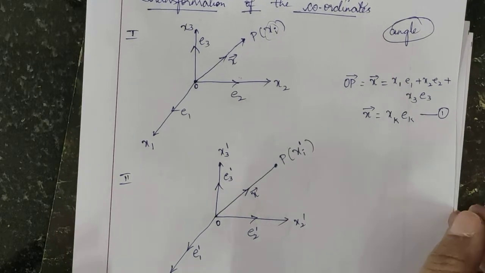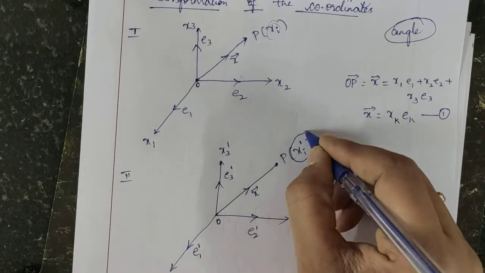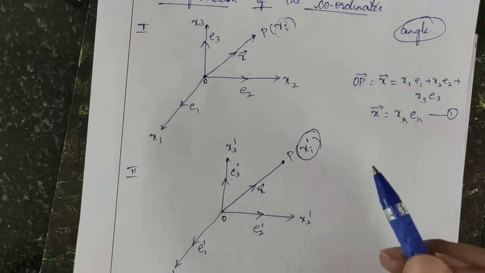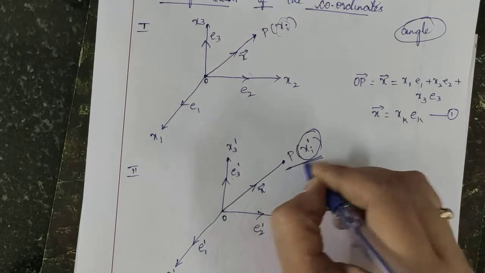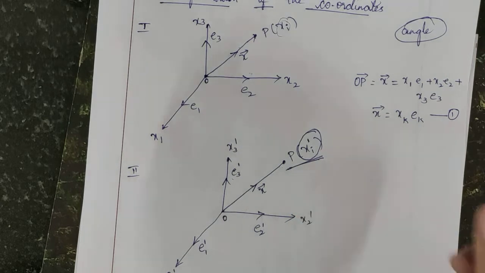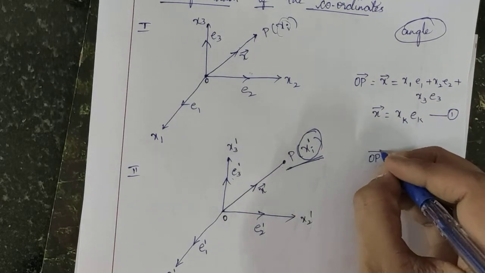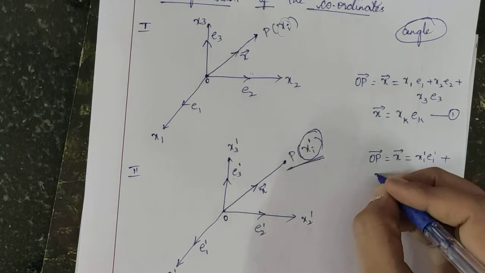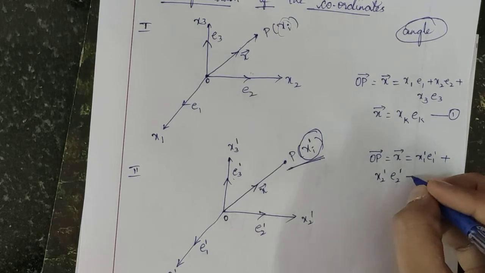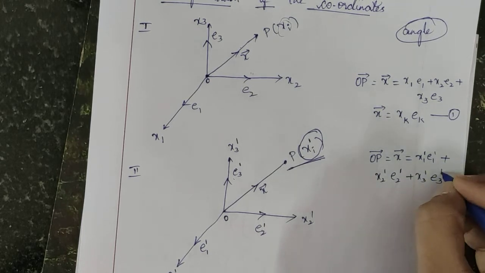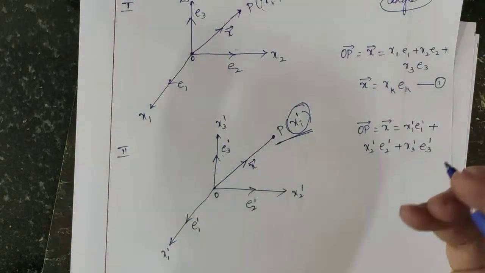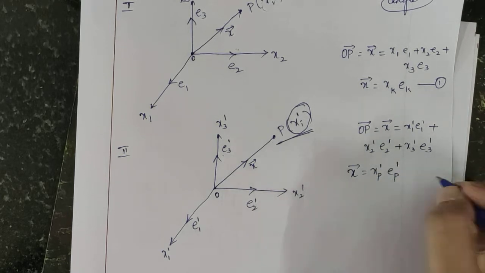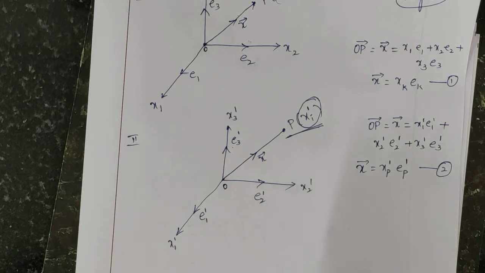Okay, similarly with reference to xi prime axis, the base vectors are ei prime, or you can say that e1 prime, e2 prime and e3 prime. If p of xi prime are points in the space, then we can represent OP as vector x. This is equal to x1 prime e1 prime plus x2 prime e2 prime plus x3 prime e3 prime. Again in the second configuration, in general we can write vector x is equal to xp prime into ep prime. I will call this as equation number 2.